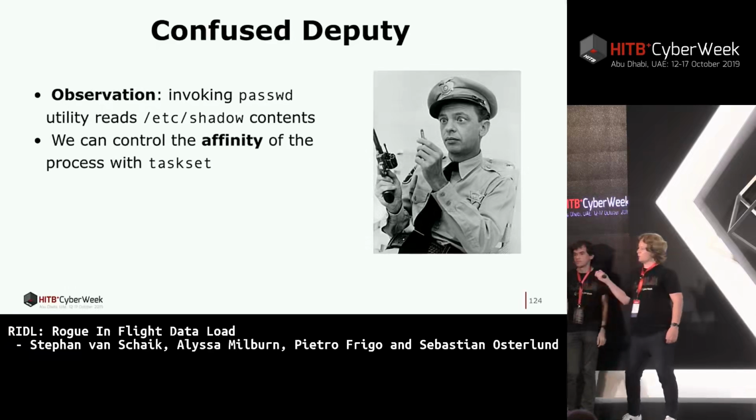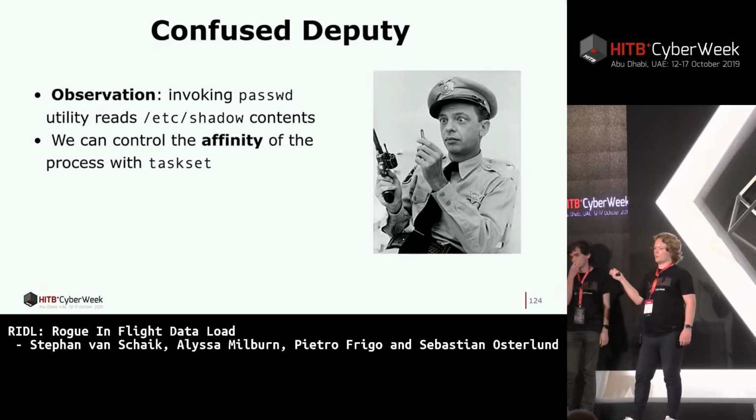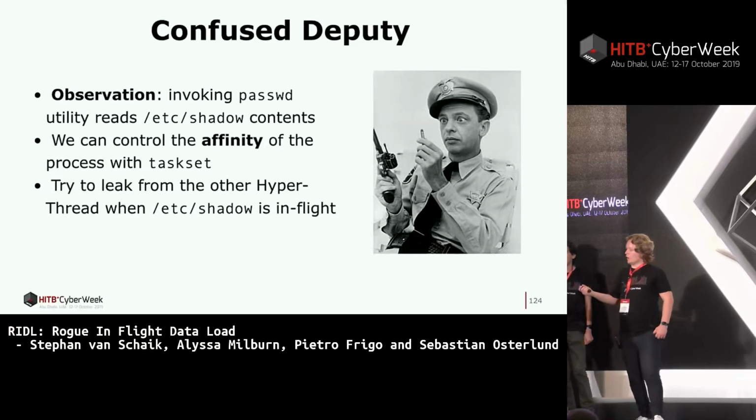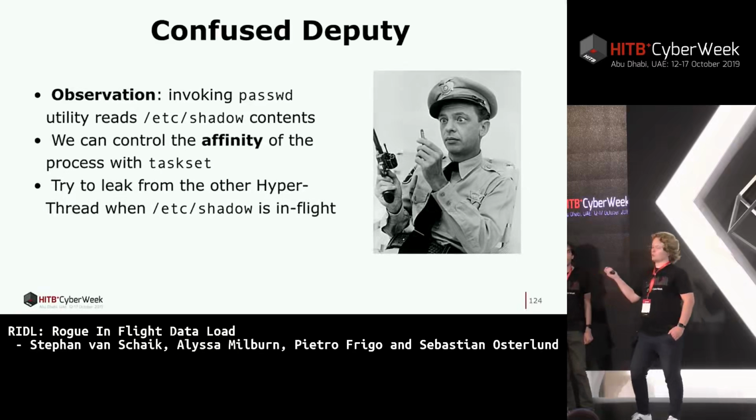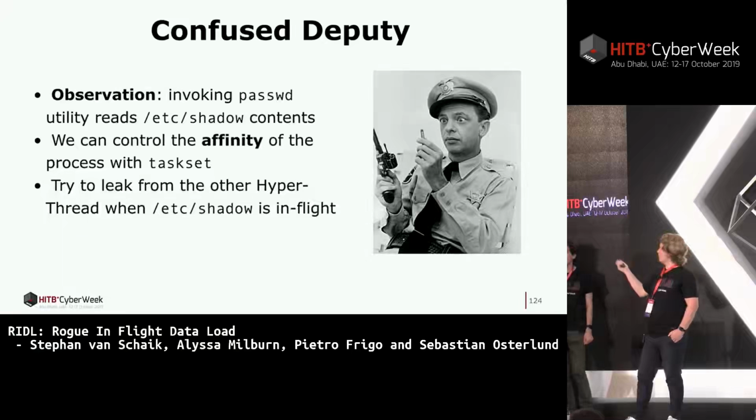So another thing that we can do on a standard Linux setup is to use the taskset utility to control the affinity of the process, to say on which core or which hardware thread a certain process should run. So what we're going to do is simply try to leak the contents of /etc/shadow when we invoke the password utility from another co-located hyperthread with our RIDL attacker program.